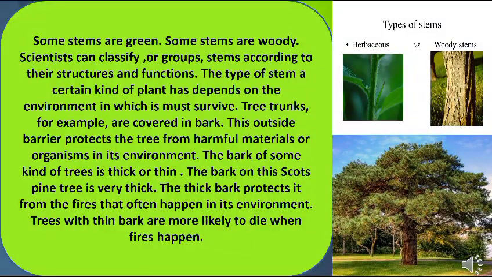Types of stems. Some stems are green, some stems are woody. Scientists can classify or group stems according to their structures and functions. Tree trunks, for example, are covered in bark. This outside barrier protects the tree from harmful materials or organisms in its environment. The thick bark protects it from the fires that often happen in its environment.